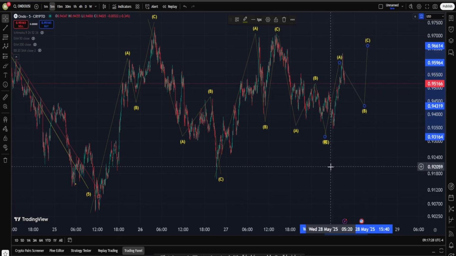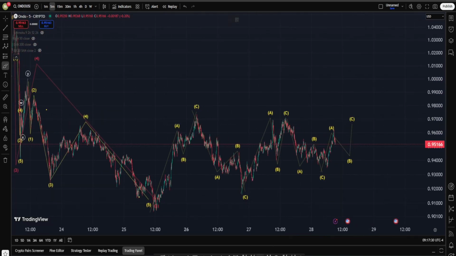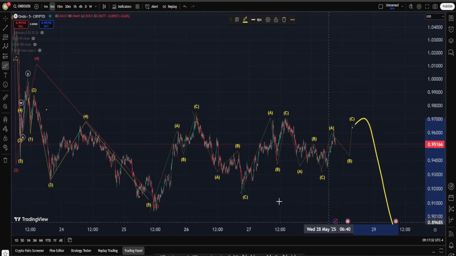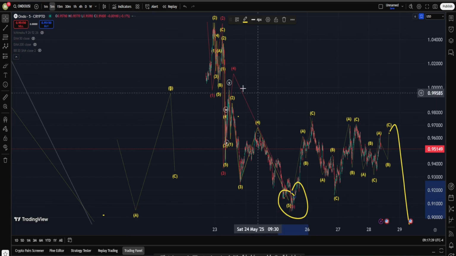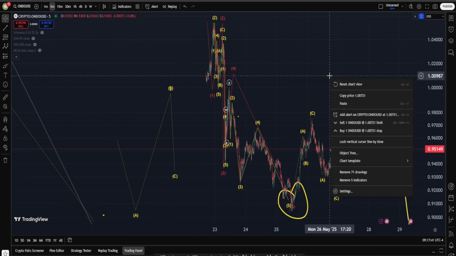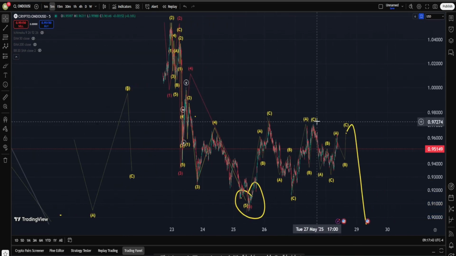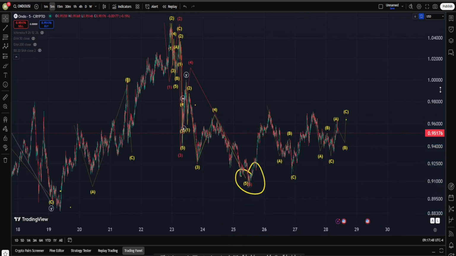Well, this scenario suggests soon in ONDO we are going to see another move down in order to take the lowest low all the way down here about, let's say, the 90 cents area, but we may go a bit lower than that. Now, can we have another possibility? Yes, let's go around here.